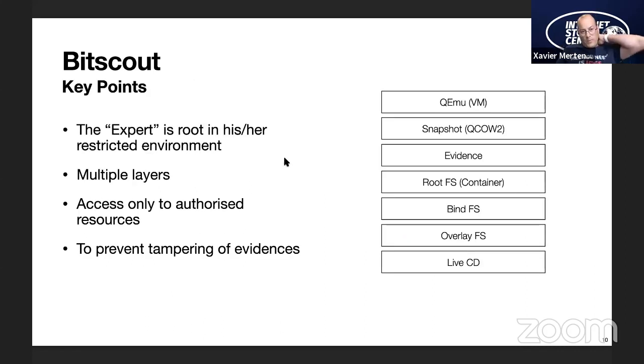So the key points for BitScout: you have different layers, like the OSI model. On your right, you see that starting from bottom to top, you have the live CD, then the overlay file system, a bind file system, and the root file system, which is basically a container because all your environment runs in a container. Then you have evidences. You take snapshots because you have QEMU installed on the live CD, and you can also execute and boot the system virtually through the live CD to take evidence. So you have multiple layers like this.